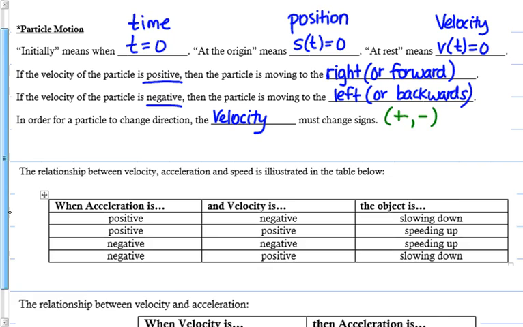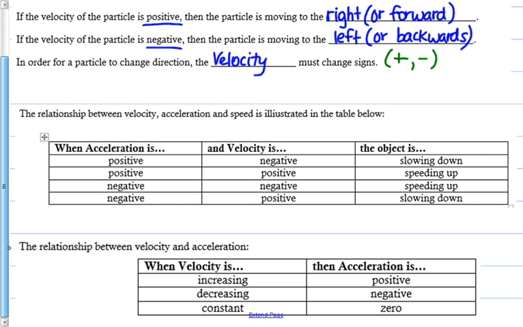Okay, the relationship between velocity, acceleration, and speed is illustrated in the table below. So when acceleration is positive, that's the first one right here, and velocity is negative, the object is going to be slowing down. When acceleration is positive, but velocity is also positive, the object is going to be speeding up. When acceleration is negative, and the velocity is also negative, then the object is going to be speeding up. And when acceleration is negative, but velocity is positive, then the object is slowing down.